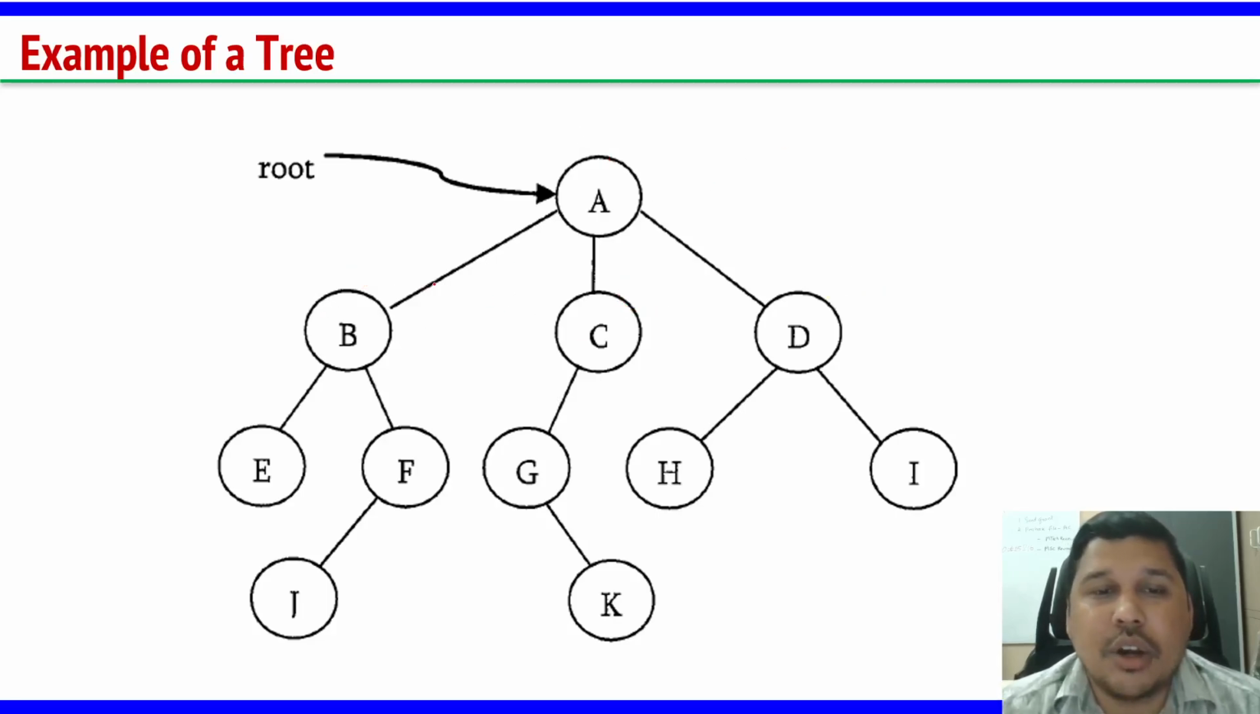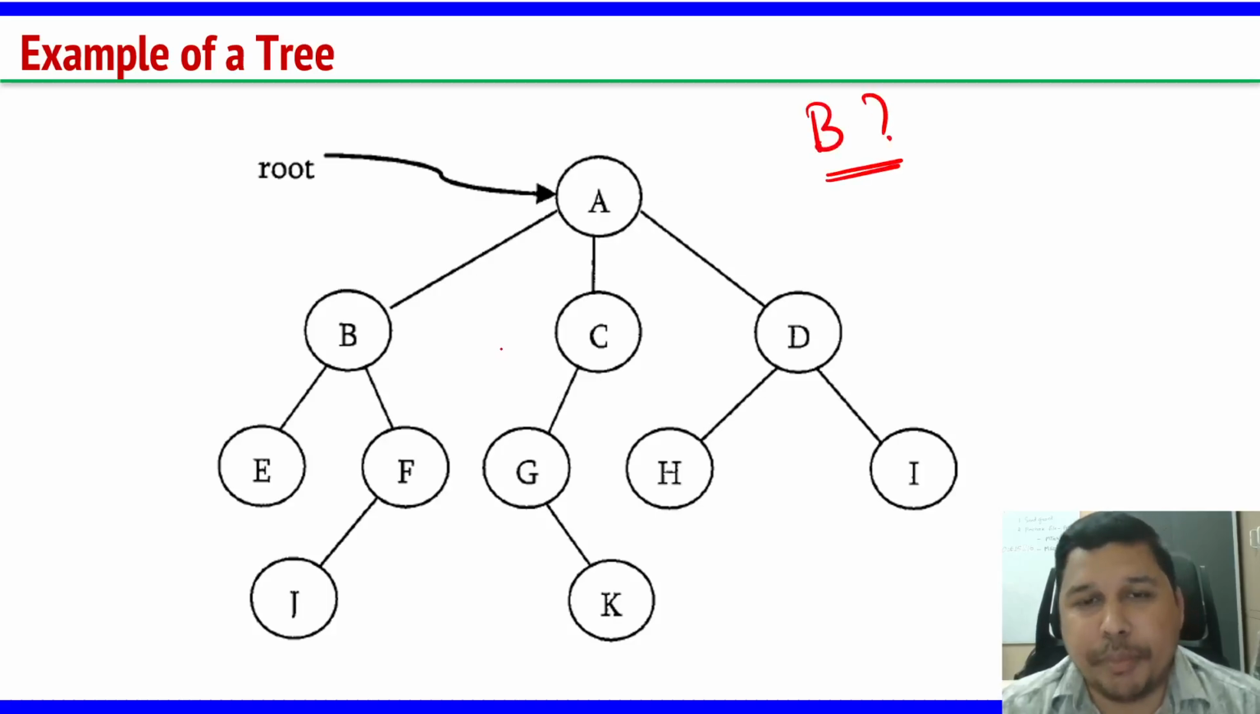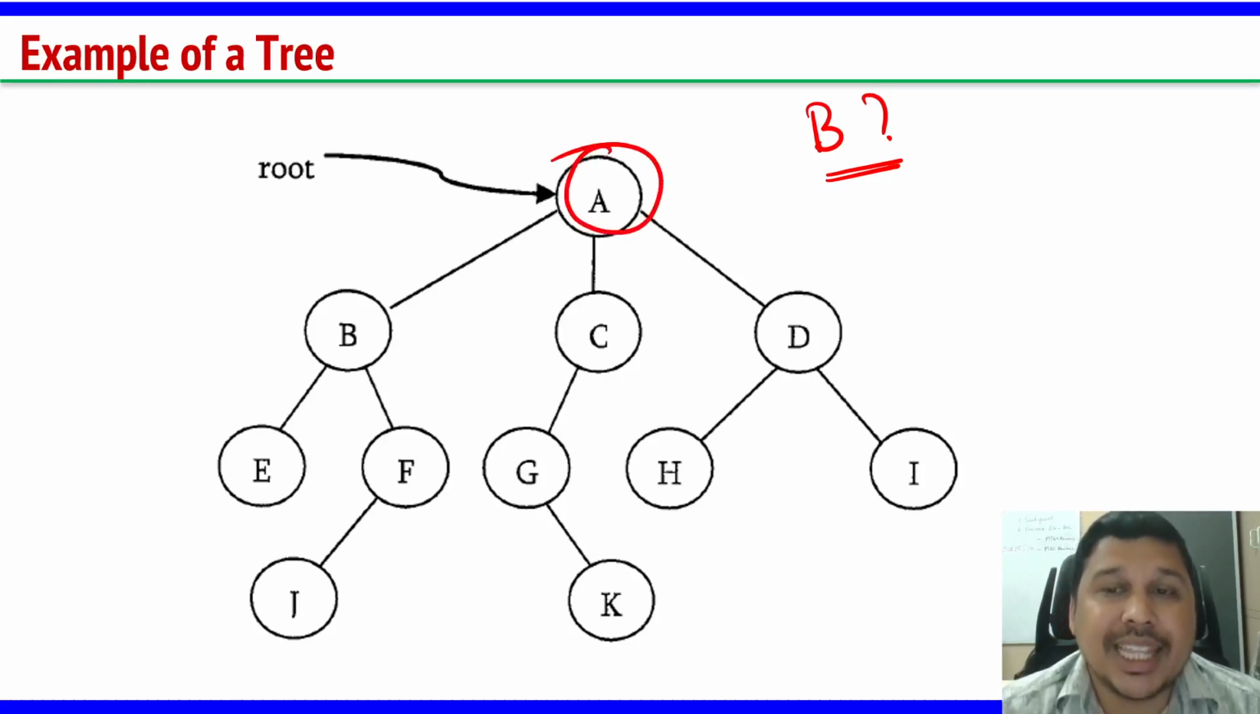Now the question is, who are all the siblings of B? Meaning, all those whose parent is A are the siblings of B. For all those whose parent is the same, they are called the siblings. So in this example, for B, the siblings are C and D.